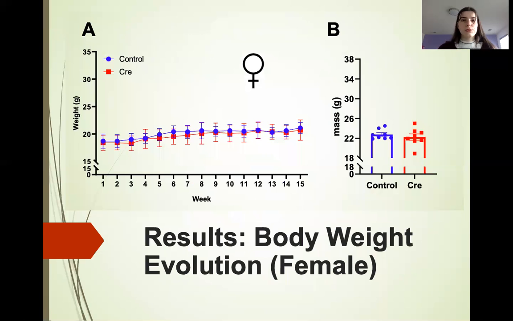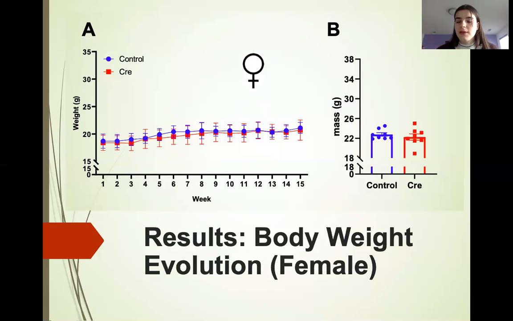So now for my actual results. After having these mice on a low-fat diet over the span of 16 weeks, I did the body weight evolution. In graph A, you see that it's a 15-week period, and graph B is at the end of the 16 weeks. And this is for females. As you can see, the graph didn't really increase and stayed steady throughout the experiment.